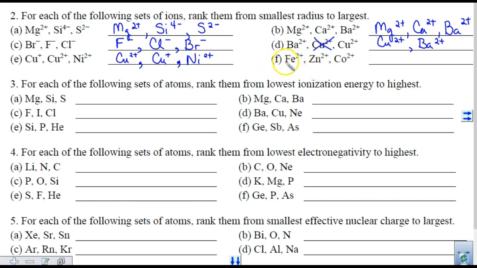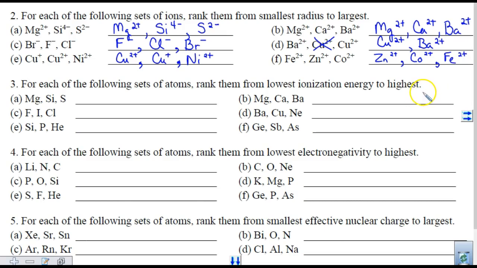Okay, on period 4, we've got iron, cobalt, and zinc. Since zinc is the one farthest to the right-hand side, the zinc ion is going to be the smallest. Then working our way backwards, cobalt, and then the largest being the iron 2.